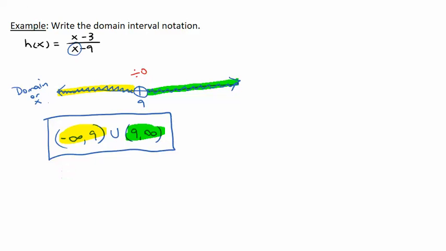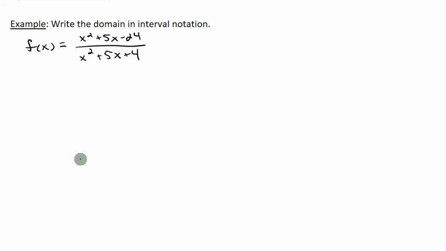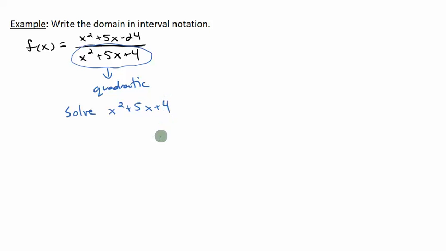Let's look at another one. So again, I have a denominator. I don't want that to be 0. So this is what's called quadratic. I need to figure out what makes this thing equal 0. So in other words, I need to solve the equation where that thing equals 0.